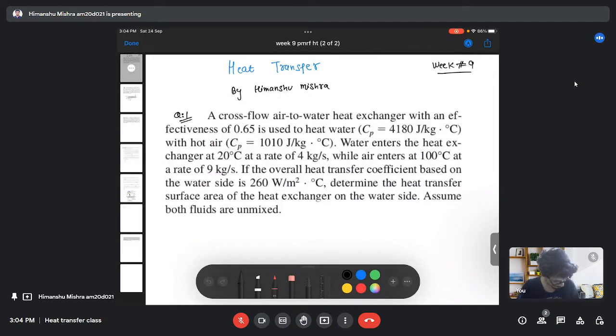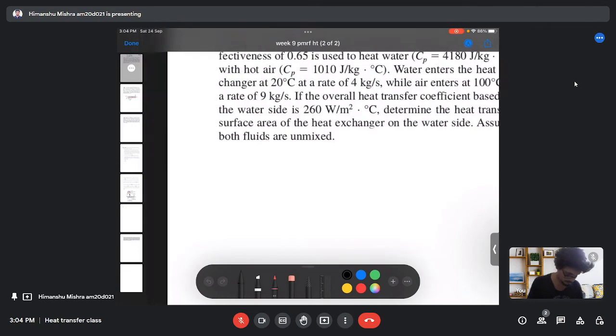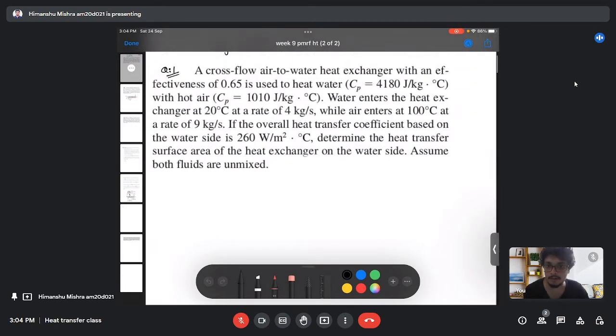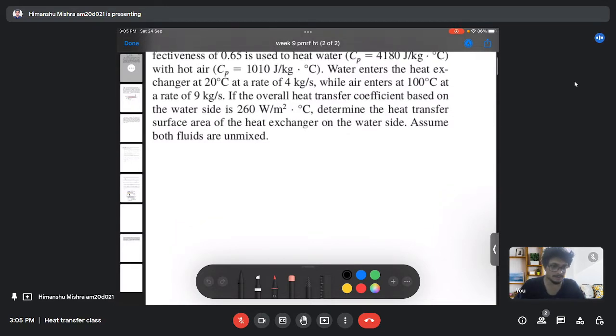So let's start with the first question here. The first question says that a cross flow air to water heat exchanger with an effectiveness of 0.65 is used to heat water with hot air, and water enters the heat exchanger at 20 degrees Celsius at a rate of 4 kg per second, while air enters at 100 degrees Celsius at a rate of 9 kg per second. We are given the overall heat transfer coefficient, which is 260 watt per meter square degree Celsius, and we need to determine the heat transfer surface area of the heat exchanger on the water side. We are given the assumption that both fluids are unmixed. So here we will be using the NTU method to solve this problem.